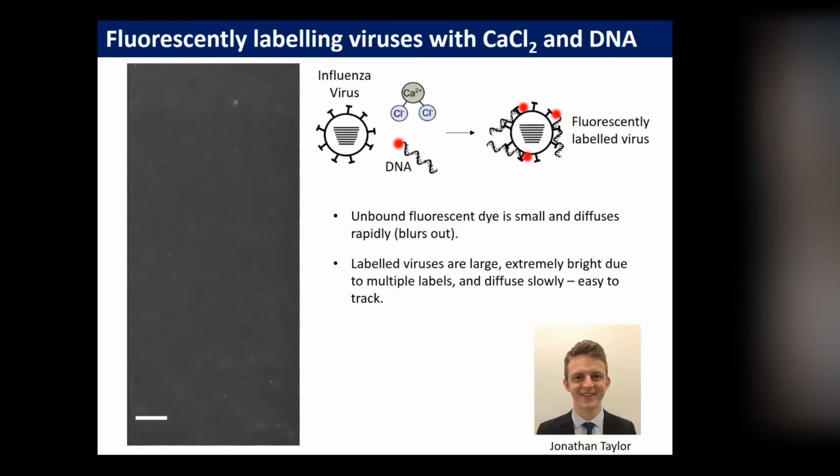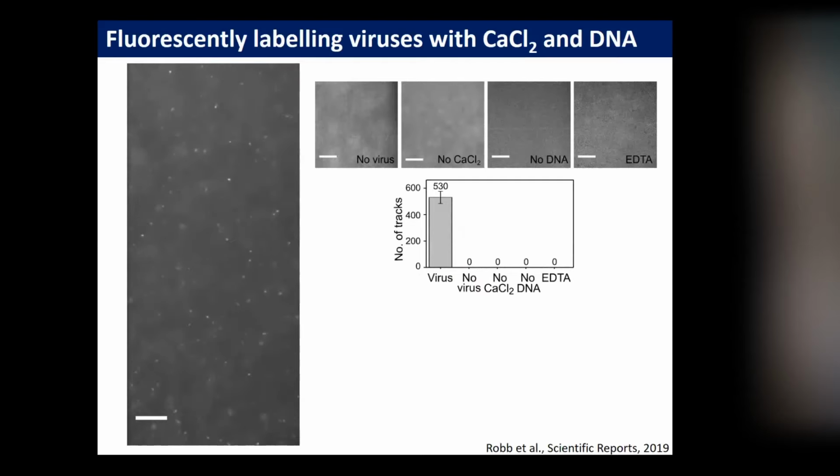The really excellent thing about this labeling is that it's instantaneous. As soon as you add your virus to the sample, it's instantly labeled and you can observe it on a microscope. This is a much, much quicker timescale than any of the other existing methods. The labeling is also specific to viruses. If you leave the virus out of the solution, or leave out the calcium chloride, or leave out the DNA, you don't get any signal at all. You can also reverse the reaction by adding a chemical called EDTA, which chelates the calcium ions out of the solution, and then you lose all of your labeled virus particles.